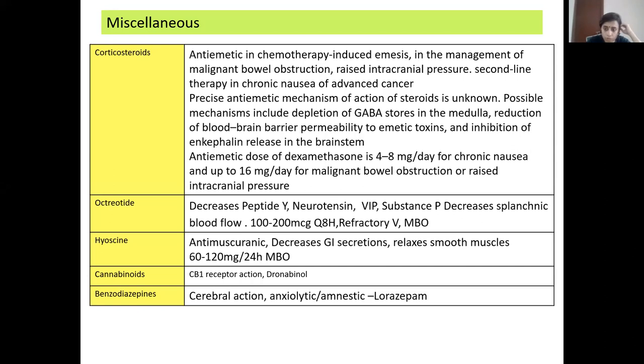Octreotide, very commonly used in intestinal obstruction, is also an antiemetic. Very commonly used in obstruction, not in frank nausea and vomiting. Maybe in refractory nausea and vomiting.